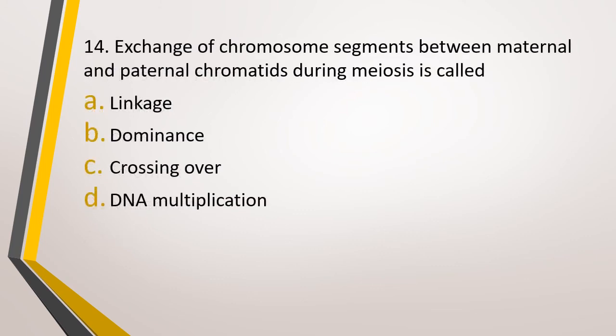Question number 14. Exchange of chromosome segments between maternal and paternal chromatids during meiosis is known as. Exchange of the chromosome segments is known as option A, linkage, option B, dominance, option C, crossing over, option D, DNA multiplication. The correct answer is option C, that is crossing over.